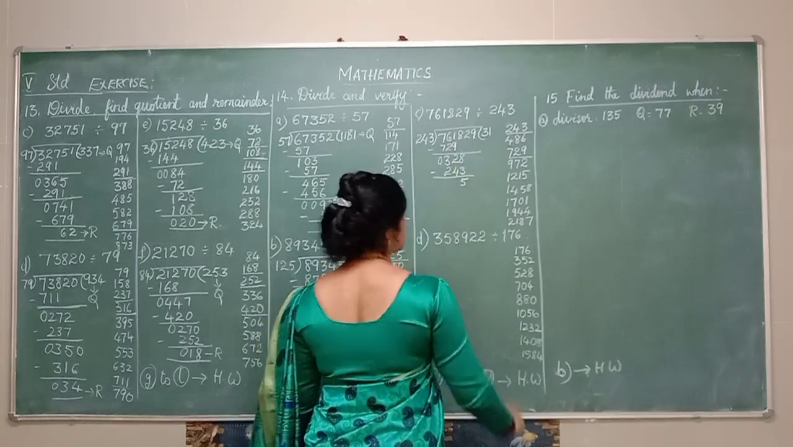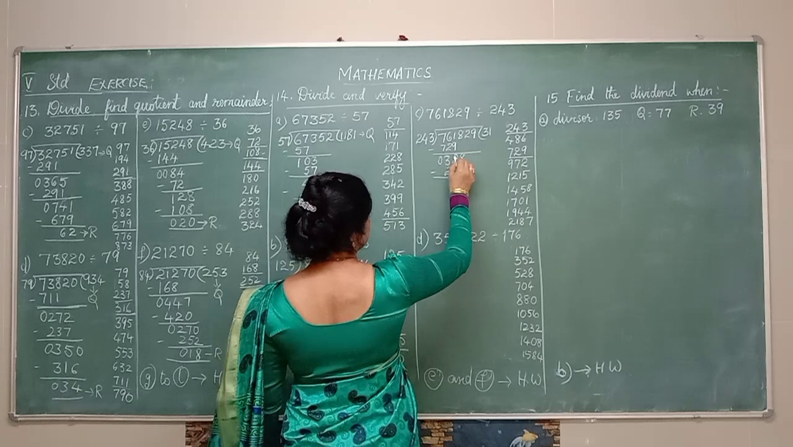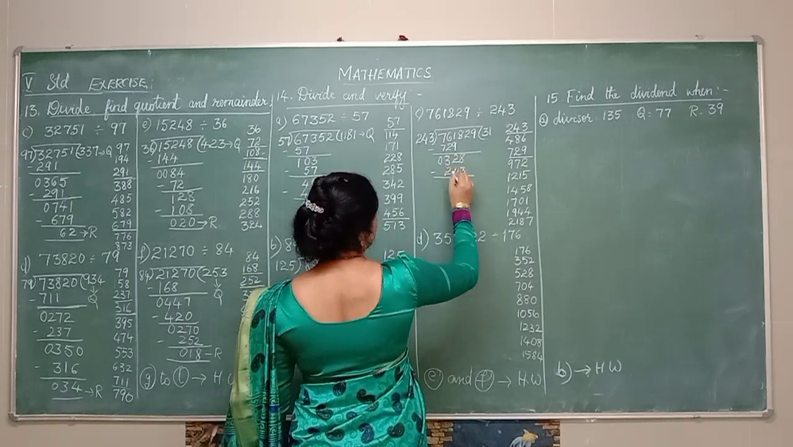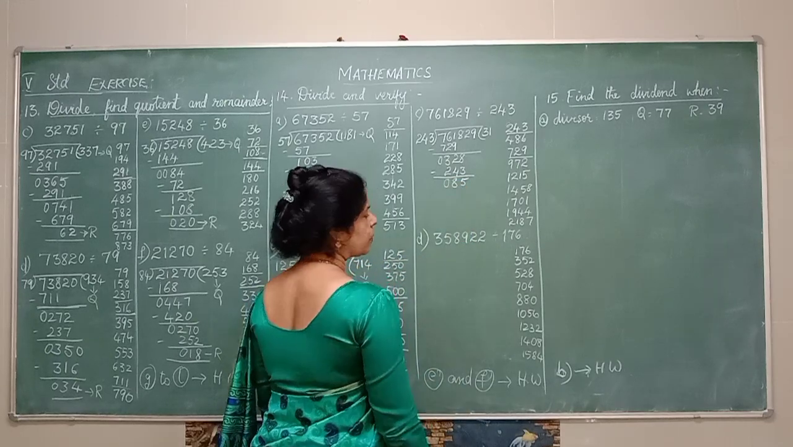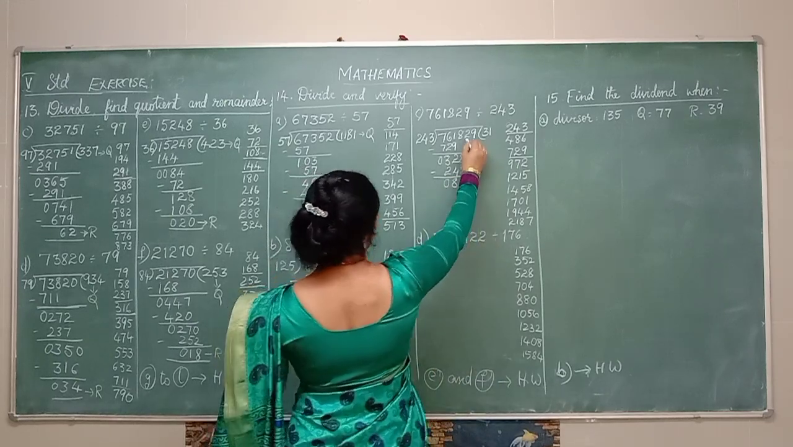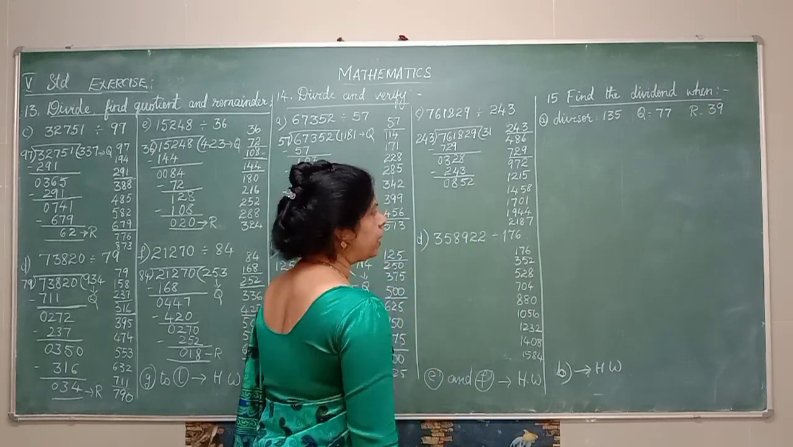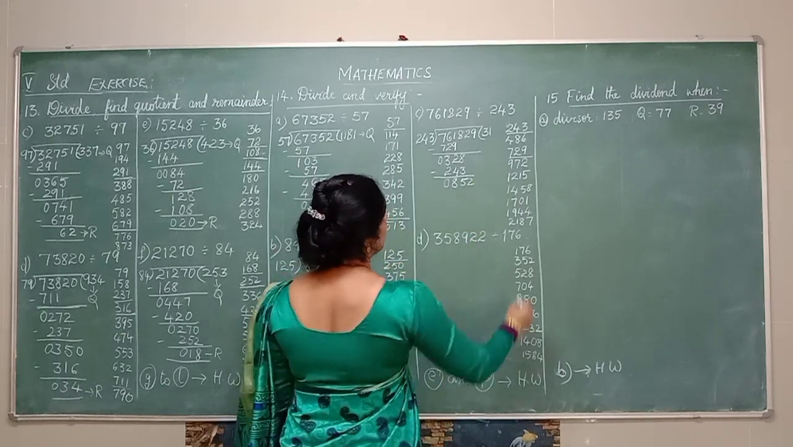From 2 you cannot minus 4. So you are borrowing from here. This becomes 12. 12 minus 4 is 8. And here 2 minus 2 will be 0. So what we have to do? Now we have to bring this 2 down. 852.